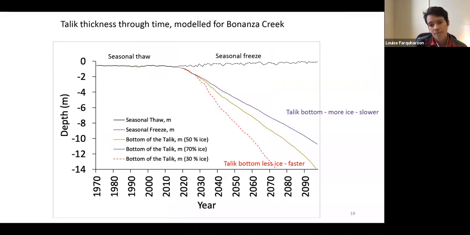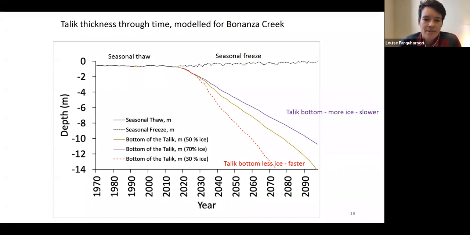So another modeling exercise we did was to explore how talik thickness may increase through time, again for Bonanza Creek sites. We've used Bonanza partly because it's quite representative of a large area, but also because we have quite long observation records, so we can really calibrate the model well using those observations. So in this graph, you can see year along the bottom from 1970 to 2090, and then depth on the y-axis, so 0 through to minus 14 meters.